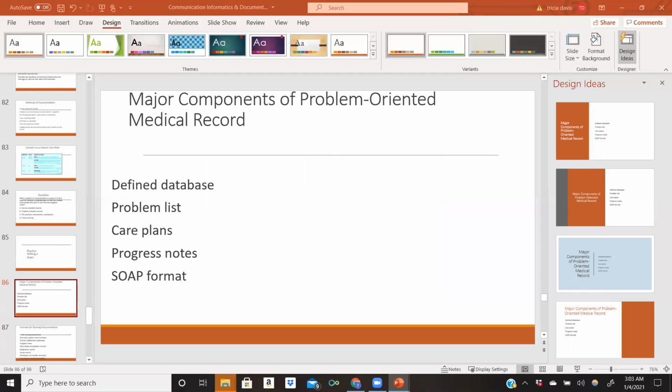So the major components of a problem-oriented medical record: you have a defined database, you set up a problem list, you have care plans, progress notes, and then that SOAP format. So when you're using that SOAP format, you have subjective data, you have objective data, you have the assessment, right, which is the caregiver's, the nurse's judgment about that situation, and then the plan. What's your plan going to be moving forward?